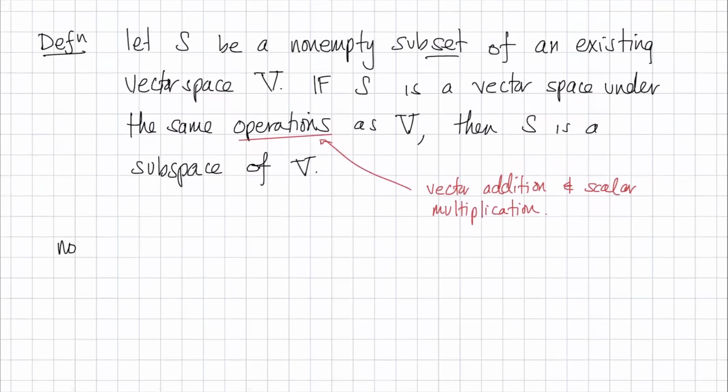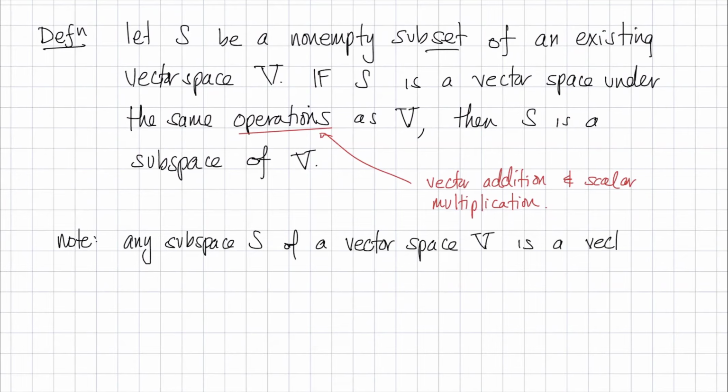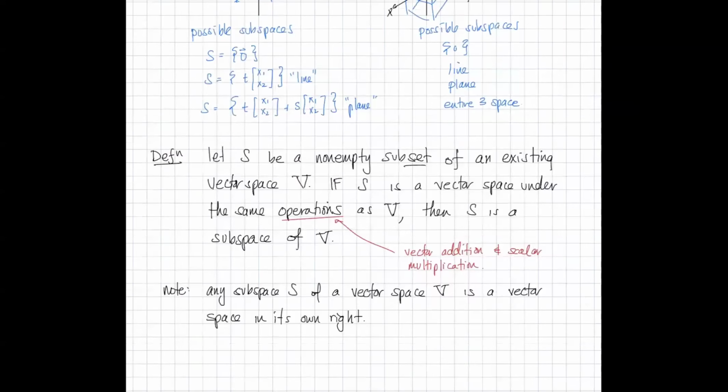And we want to note, and this is important for our proofs later, any subspace S of a vector space V is a vector space in its own right. So what do I mean by that? Well, forgive me while I scroll up here. I know some of you are frantically trying to write that down.